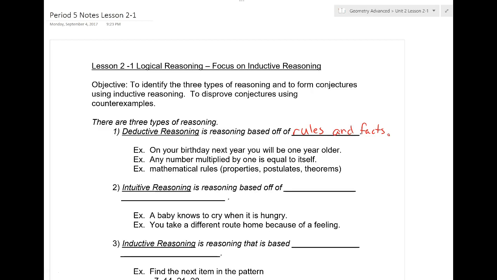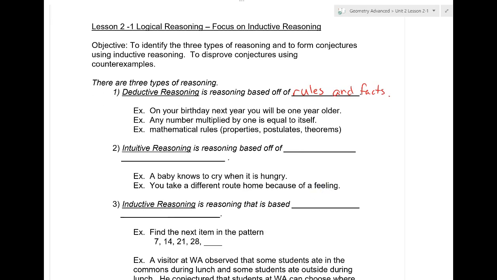Then there's intuitive reasoning. Okay, now this one's a little bit more fun. It's reasoning based off of instincts, and this is where I'm pretty sure this is my definition, not anyone else's, and gut feelings. This is the stuff that you really can't explain, but you just kind of do.